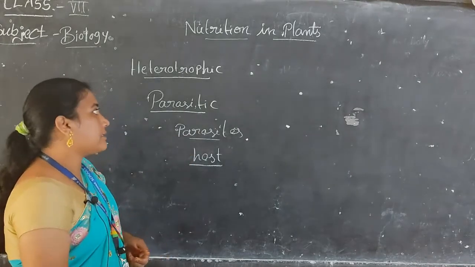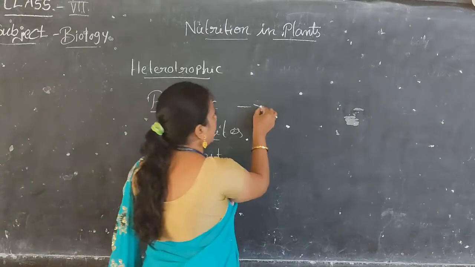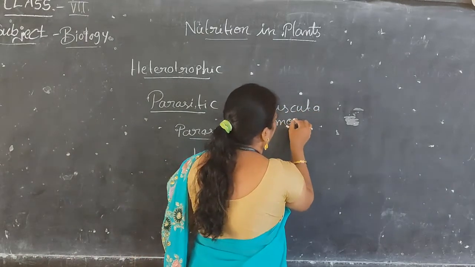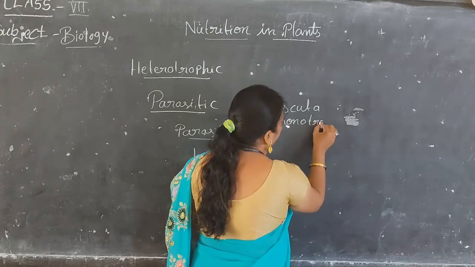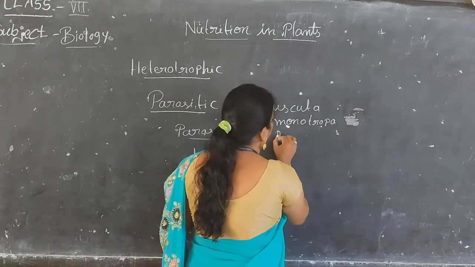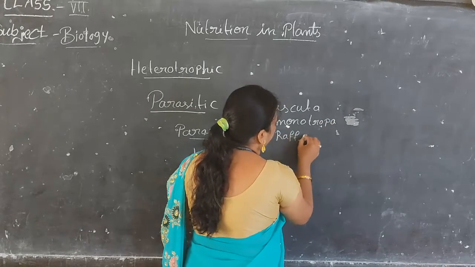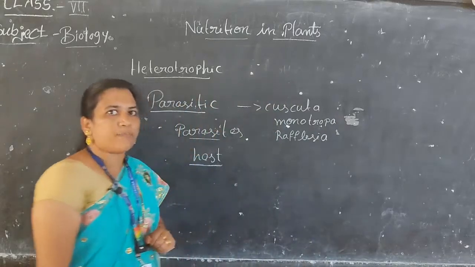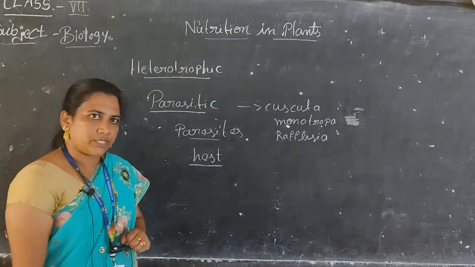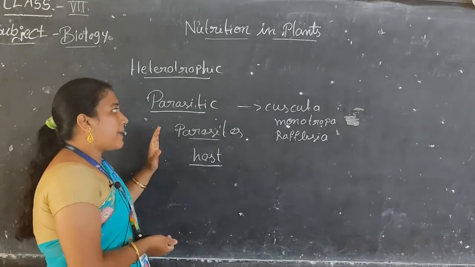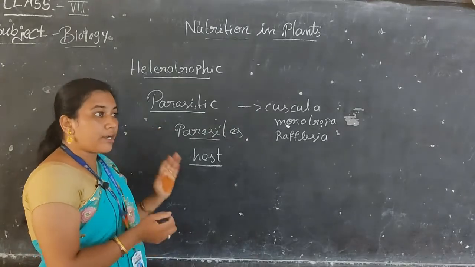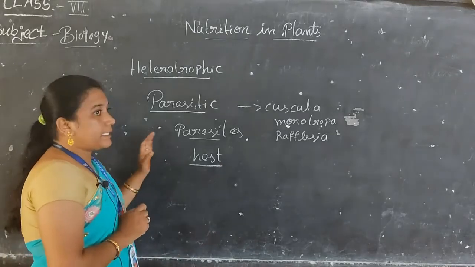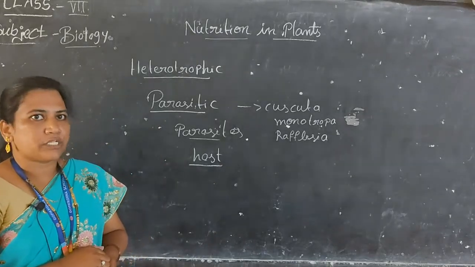We can take examples of parasitic nutrition: Cuscuta, Monotropa, Rafflesia. These are examples of the parasitic mode of nutrition. In parasitic mode of nutrition, an organism may depend completely on other organisms, but partial parasitic nutrition is also there.